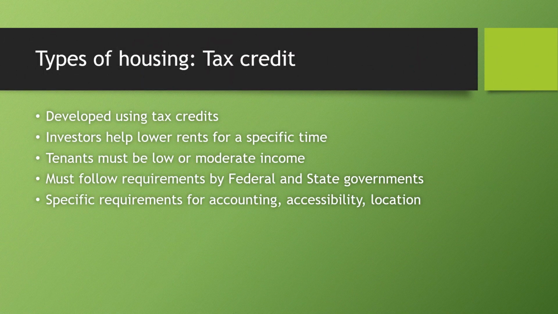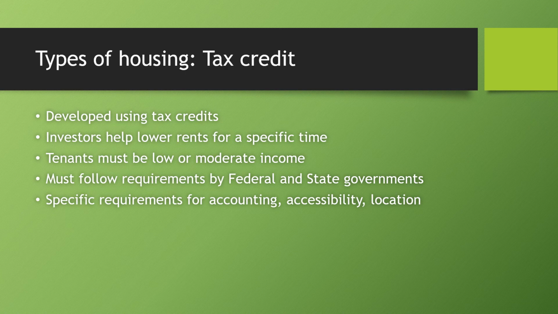Another type of housing is a tax credit. Tax credits are properties that have used investors to help lower rents for a specific time. These investors put a specific amount of dollars into a project to help buy down the long-term debt to lower the rents, and in turn, those investors get tax breaks. Those tenants must be low or moderate income, and those rents must be controlled for a specific time.